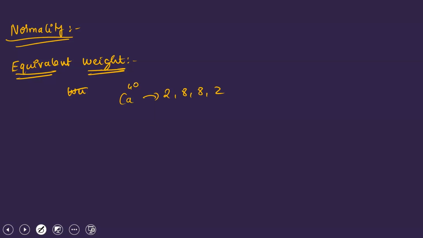Okay? One calcium loses 2 electrons, so 1 mole of calcium loses 2 moles of electron. One calcium loses 2, so 1 mole of calcium will lose what? 2 moles of electron. Is that clear? That was in the previous video. So 1 mole of calcium will lose how many moles of electron? 2 moles of electron. So which means 40 grams of calcium will lose 2 moles of electron. Correct?